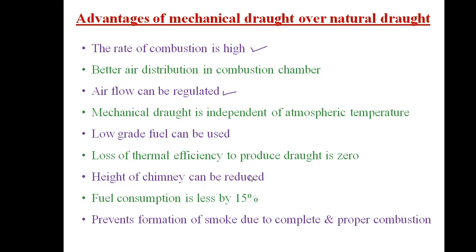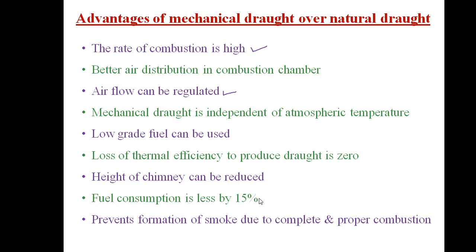In mechanical or artificial draught, chimney height does not play much role in creating draught, therefore the height of chimney can be reduced, whereas in natural draught the height of chimney must be higher to create higher draught. Then fuel consumption is less by 15%. In artificial or mechanical draught, fuel consumption is less because the maximum heat can be recovered in various devices and the temperature of gases does not play any role.